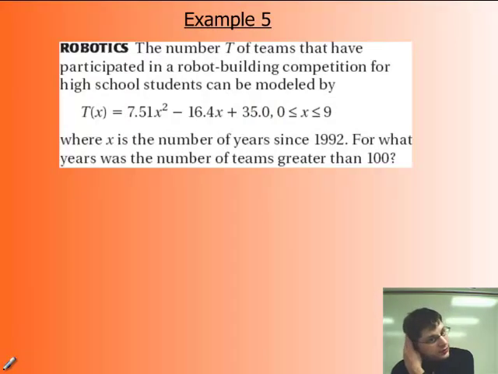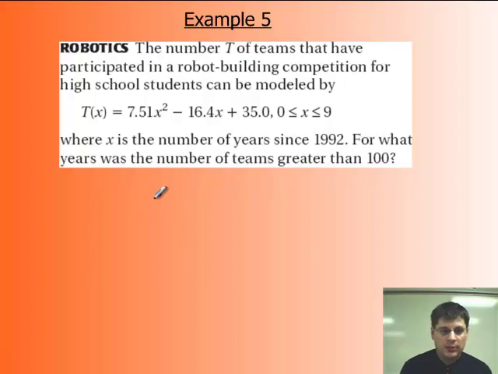So here's an example of this at work, an application dealing with robotics. The number T of teams that have participated in a robot building competition for high school students can be modeled by T of x equals 7.51 x squared minus 16.4 x plus 35. We're only interested in values of x between 0 and 9 inclusive, where x is the number of years since 1992. So year 0 would include 1992 and then 9 years out from that. So for what years was the number of teams greater than 100?